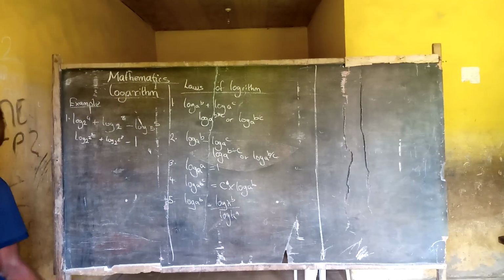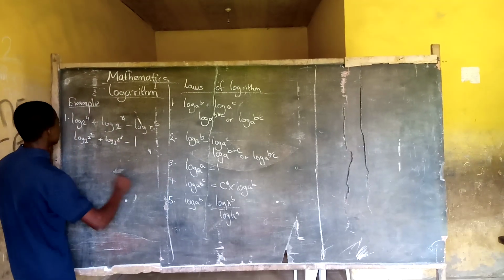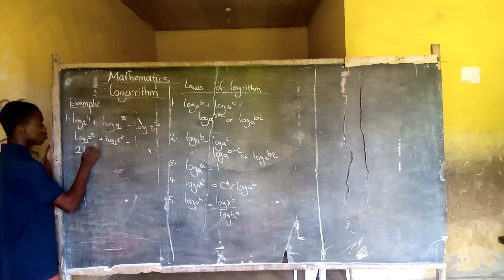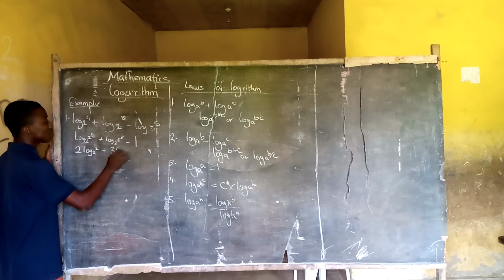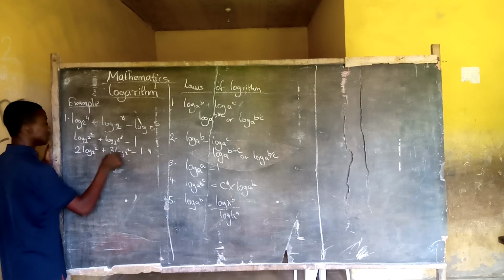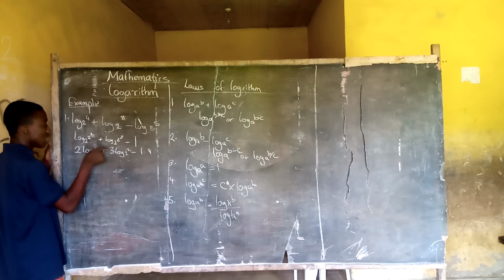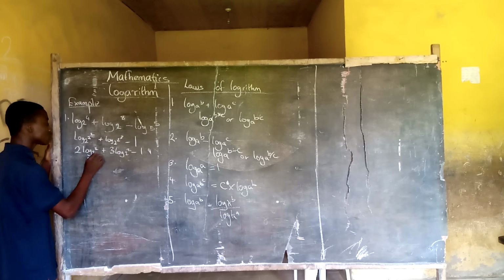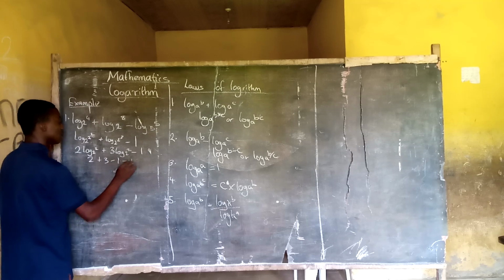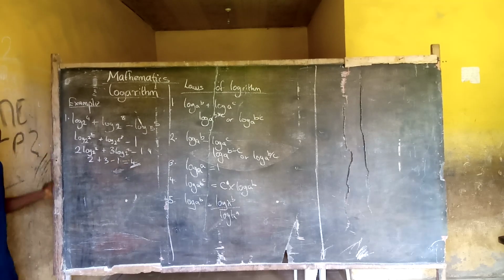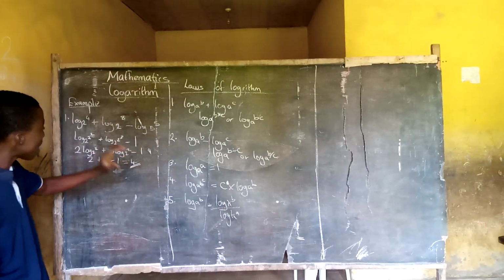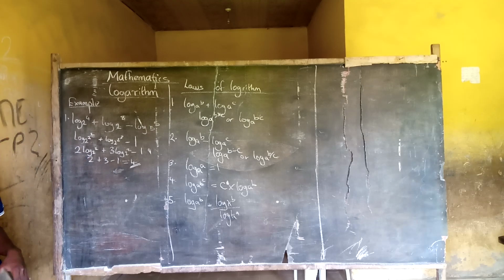Okay, now let us go on. By log number 3, I can take this 2 to multiply this log. This becomes 2 log 2 to power 2 plus 3 log 2 to power 2 minus 1. Log 2 to power 2 gives us 1, so 2 times 1 is 2, and 3 times 1 is 3. Then 2 plus 3 is 5, minus 1 is 4. So the answer is 4. Yes, that is how we work on logarithm. Use your laws very well and deal with the question, and arrive at a better answer.